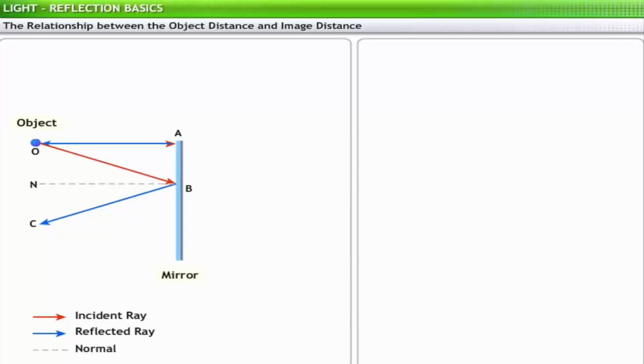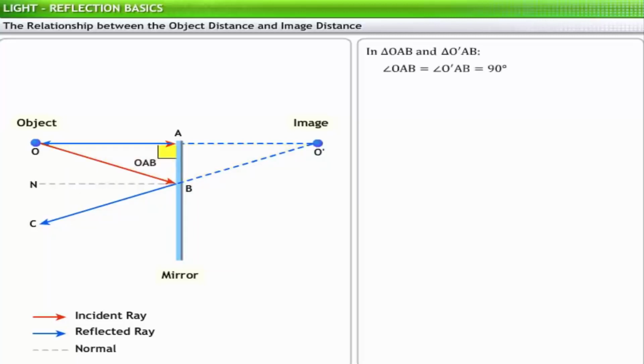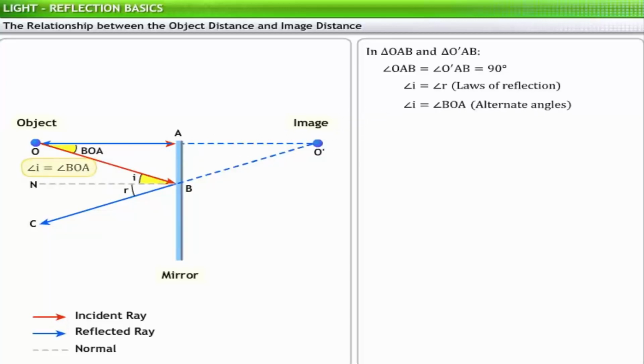The reflected rays AO and BC, being divergent when extended beyond the mirror, meet at O dash to form the image. In triangles OAB and O dash AB, angles OAB and O dash AB are equal to 90 degrees. Also, based on the law of reflection, angle I is equal to angle R. Angles on alternate sides of the transversal on two parallel lines are called alternate angles and are always equal. Here, angle I and angle BOA are alternate angles. Therefore, angle I equals angle BOA.